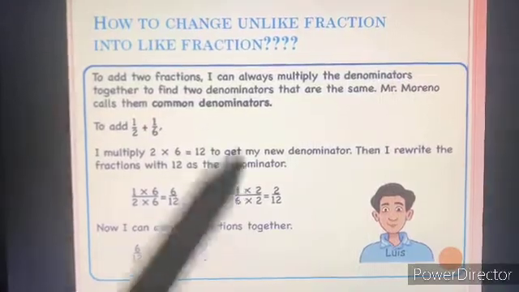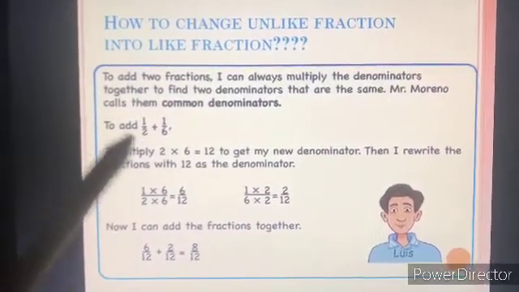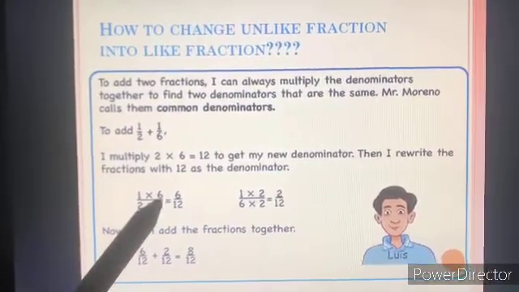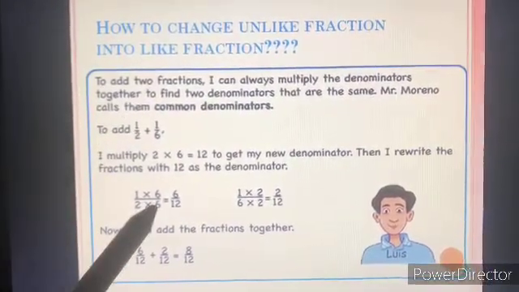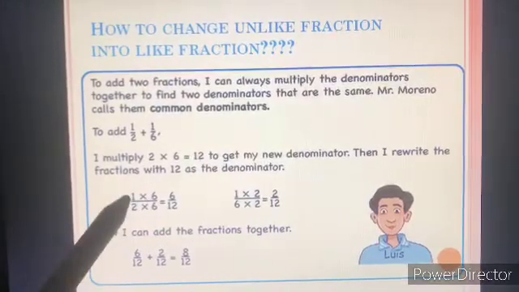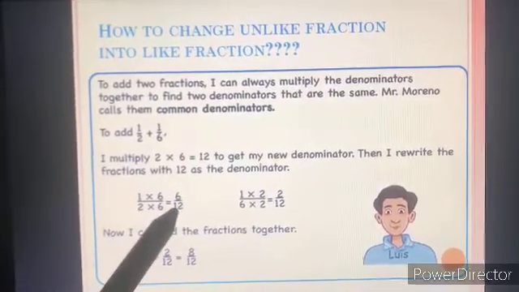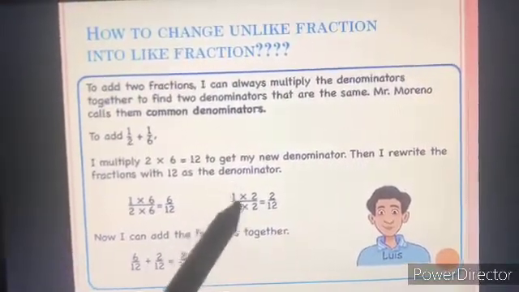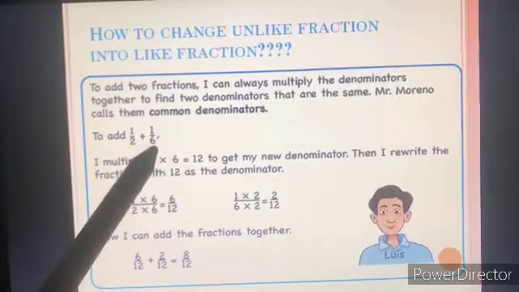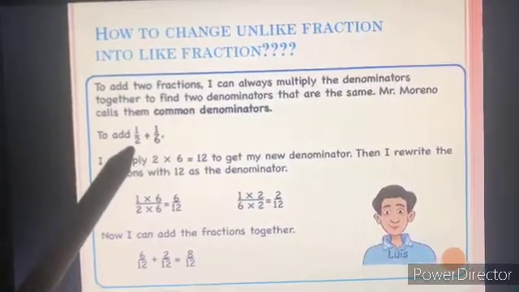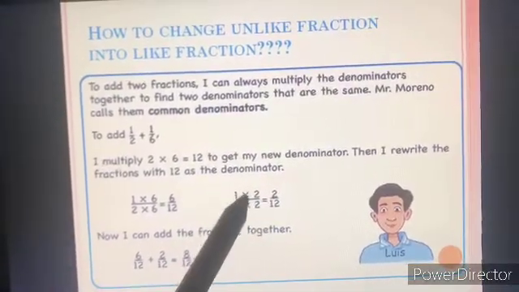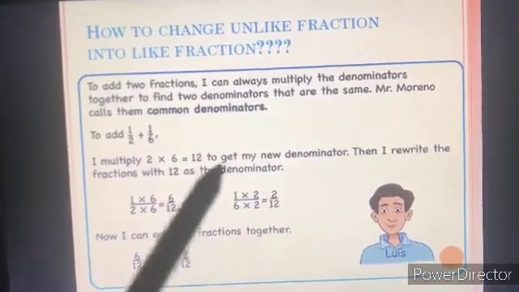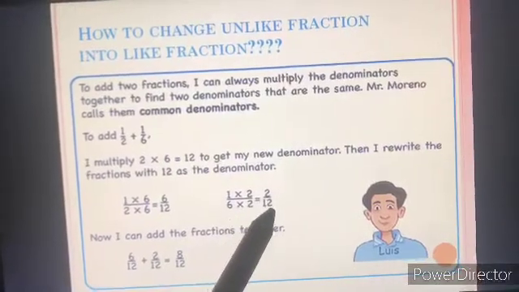In this way, I will write 1 by 2 multiplied by 6. It will become 6 ones are 6, 6 twos are 12. Here I also have 1 by 6, and when I multiply its denominator with 2, I will multiply the numerator with 2 as well. 1 multiplied by 2 is equal to 2, and 6 multiplied by 2 will be 12.